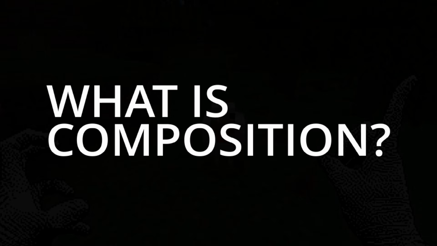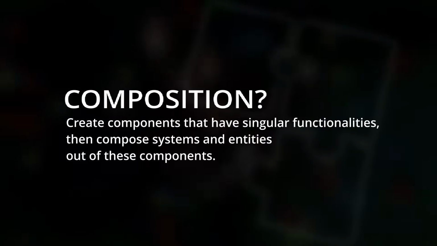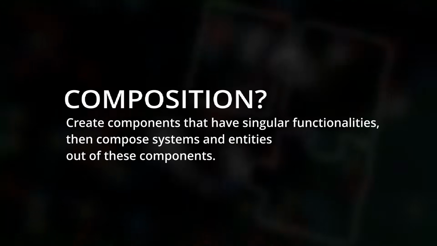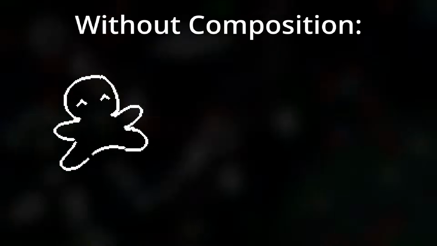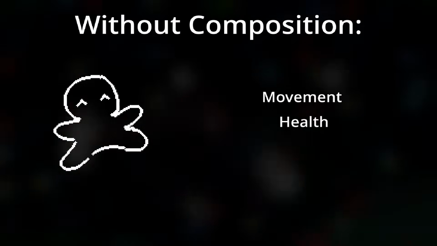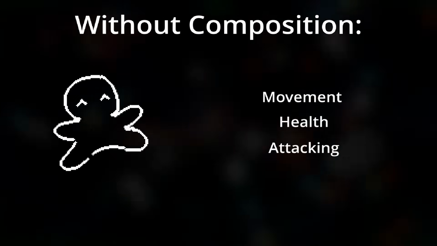Before getting into inheritance, what is composition and what about it makes it so useful for so many situations? Composition is a design pattern that suggests we create components that encompass a singular set of actions and responsibilities instead of entities that handle various sets of actions and multiple responsibilities. Say you wanted to create an action platformer character. Without composition, all the code for movement, health, and attacking might end up in the same script, or at the very least might be intertwined between multiple scripts.